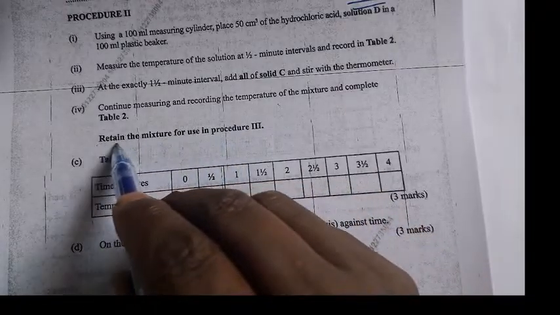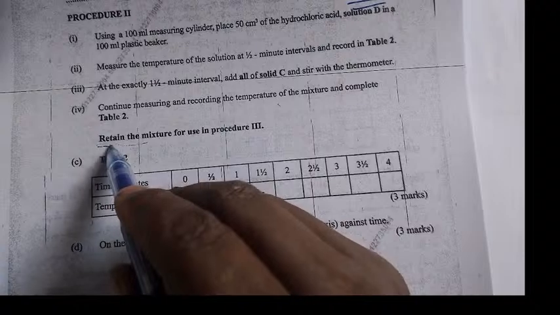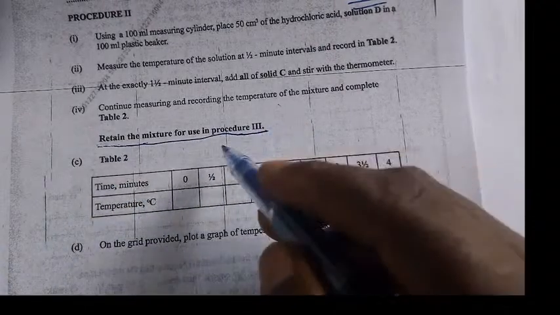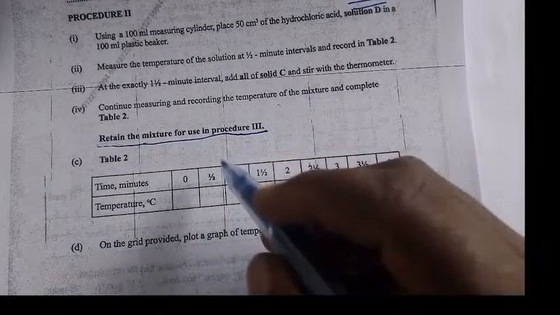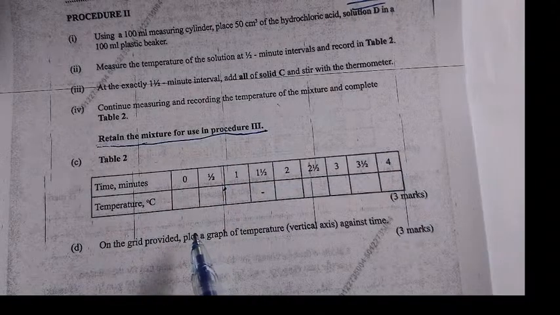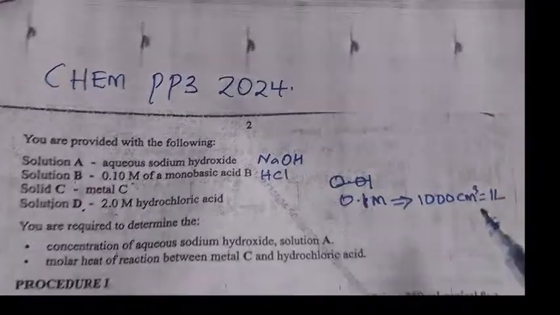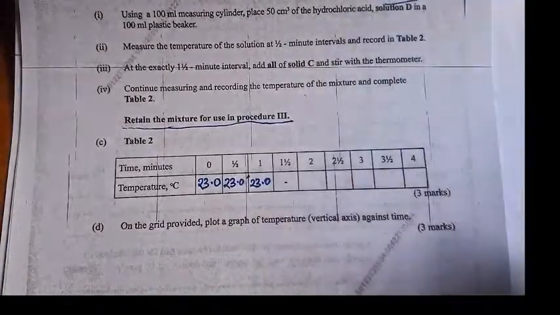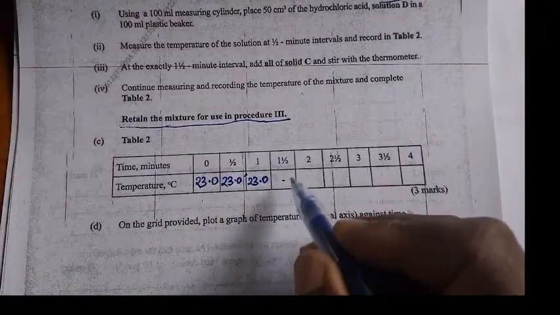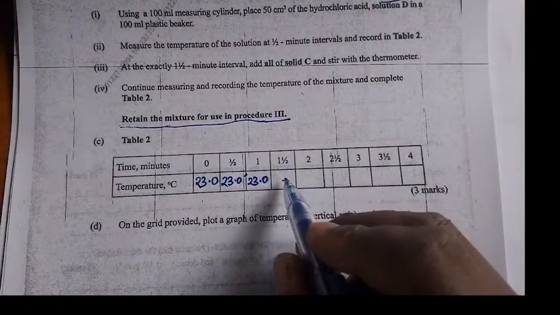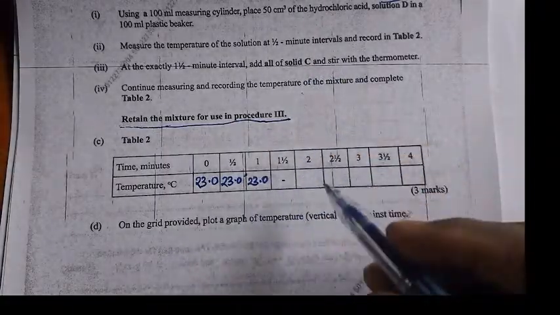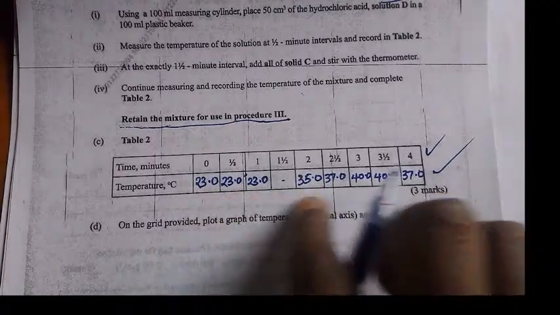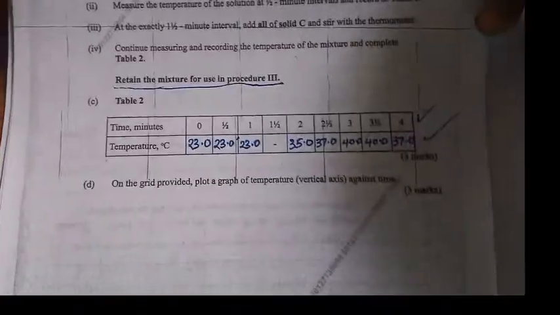This is very important. You need to know if you accidentally pour down or dispose of the solution provided, you will have a problem. Now, at this point, we add solid C to the solution and the temperature will start rising. So, in my case, there is a trend. Maintain the decimal points for accuracy. Time.